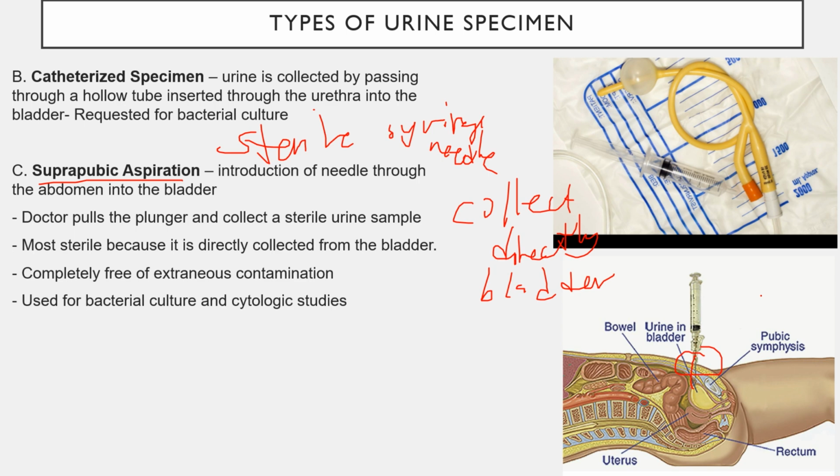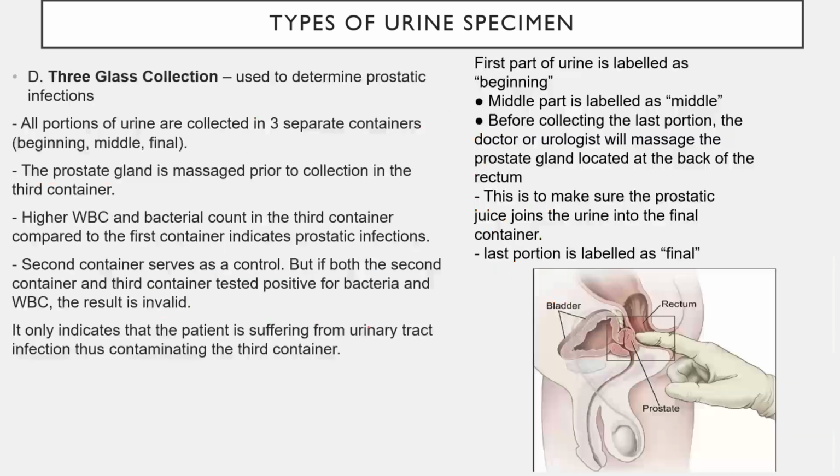Now, this is the most sterile because it is directly collected from the bladder, completely free of extraneous contamination. This is best used for bacterial culture and cytologic studies. So that's your suprapubic aspiration, class.